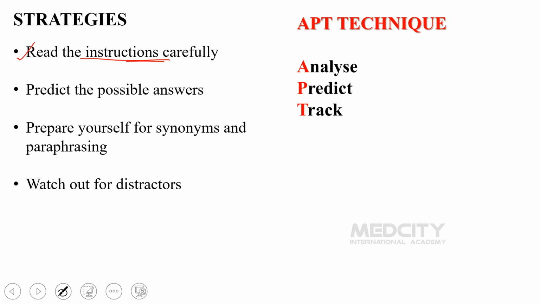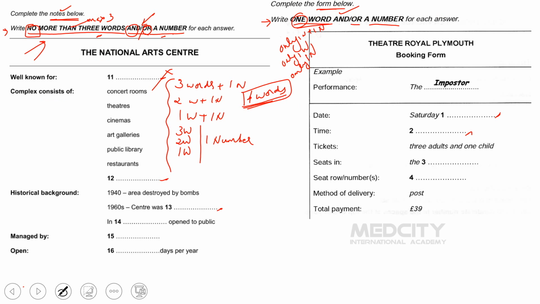Now what next? The second thing is predict the possible answers. How do we do that? We should be able to guess what might be the answer for a specific question. Now when I say guess, you cannot actually pinpoint a specific answer, but still the type of answer which might appear in that blank, you can guess. For example, here: dash days per year. So you cannot guess the exact number of days, but still what you can expect? You can expect a number to be heard for this answer.